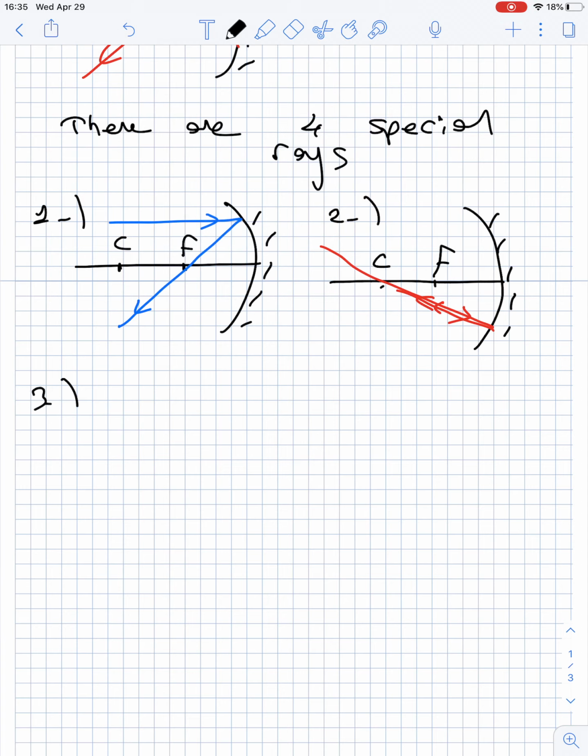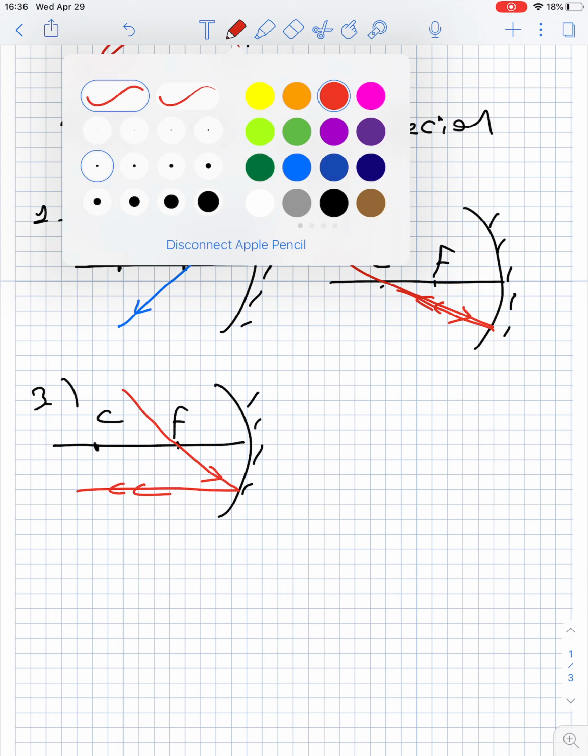Next, focal point and center. If light comes through the focal point, it will reflect parallel. Next one, concave mirror and focal point and center. If light hits the pole point at an angle, it will reflect from the pole point with the same angle. These are our four special rays.